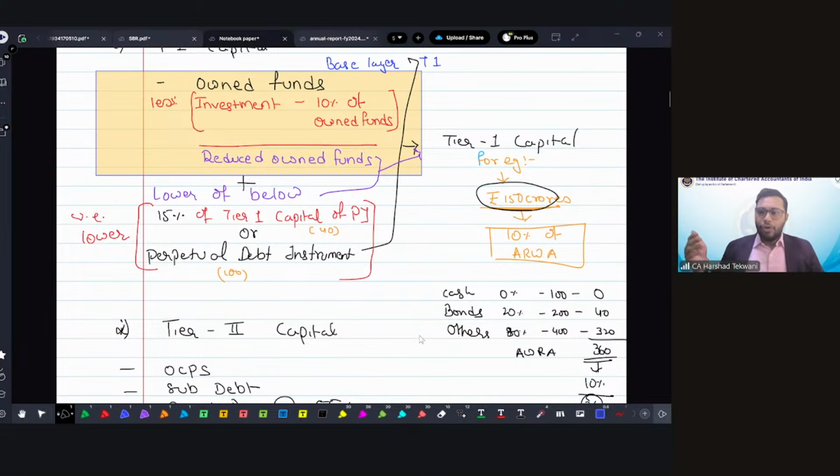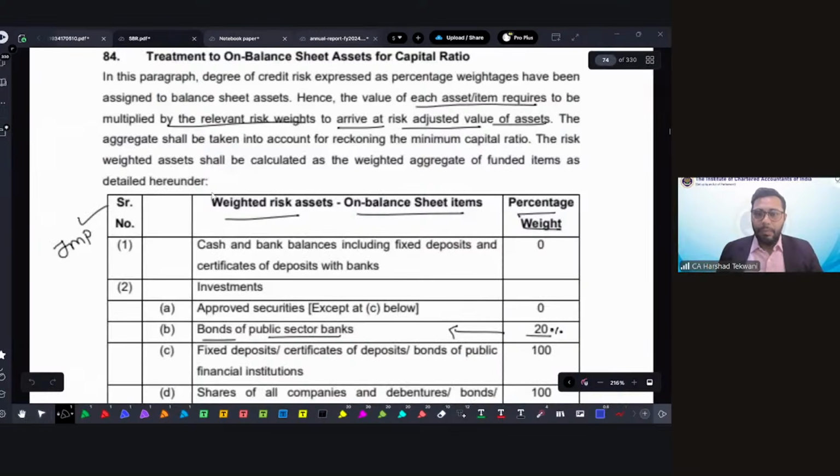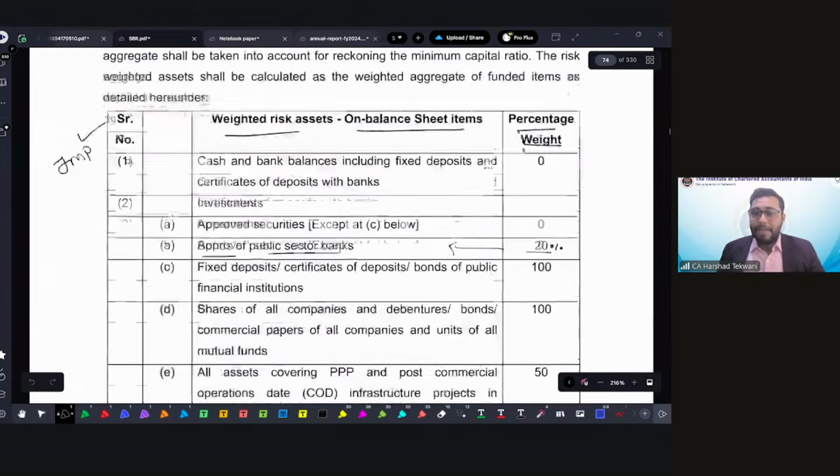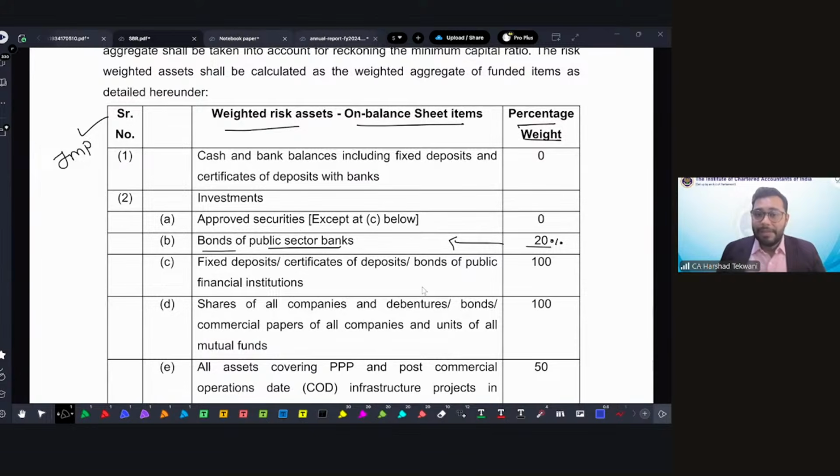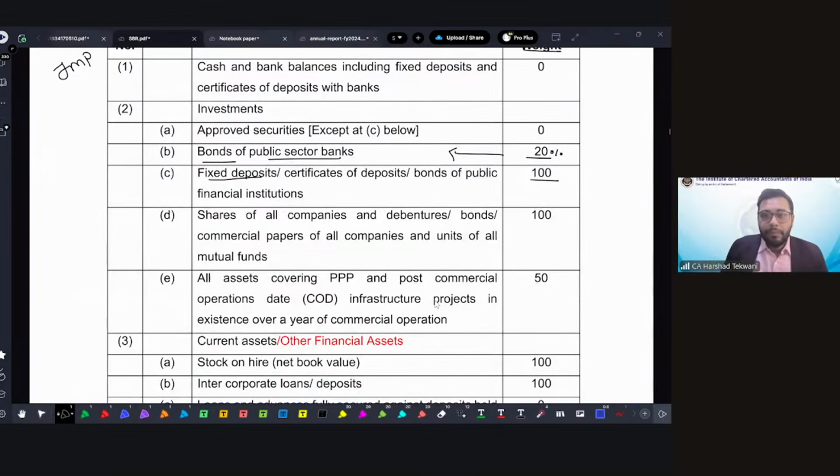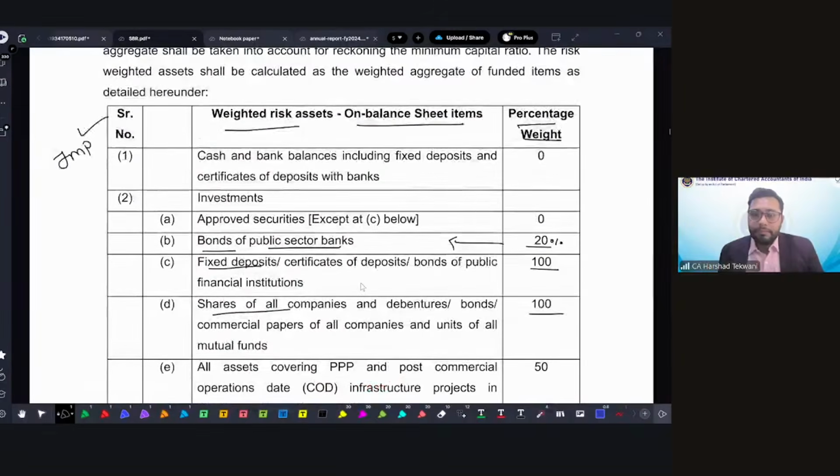Yes, absolutely. So to cover that risk, at least some amount should be covered from the capital, and that's where we need to calculate these risk-weighted assets based on the given percentage. For each of the items, there is a percentage given. Fixed deposits, 100%. Shares of companies, 100%. My basic fixed deposit in the bank, your house, there is 100% risk actually. Because these are fixed deposits.